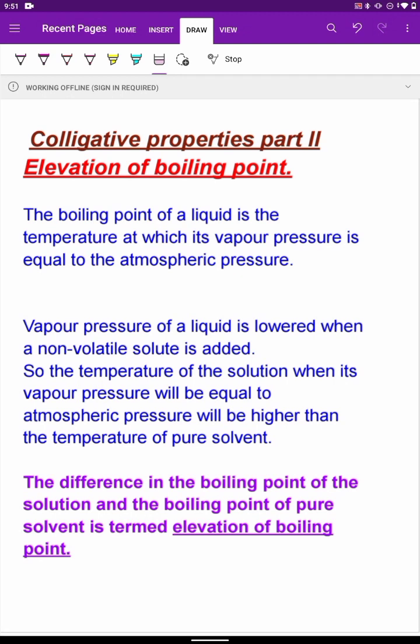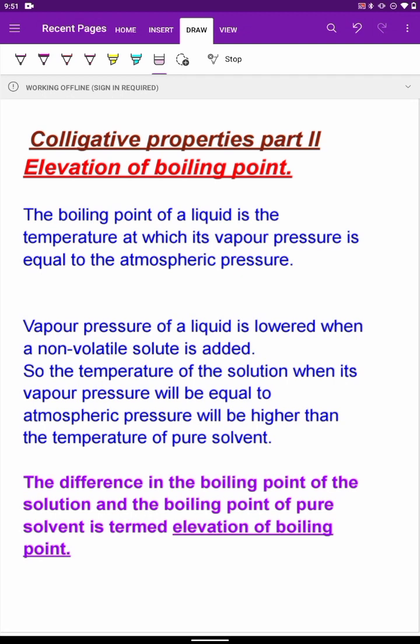In my previous video, I discussed the colligative properties. Today we will continue with that, and we will study the elevation of boiling point. Now just to revise once, let us see what the colligative properties are.